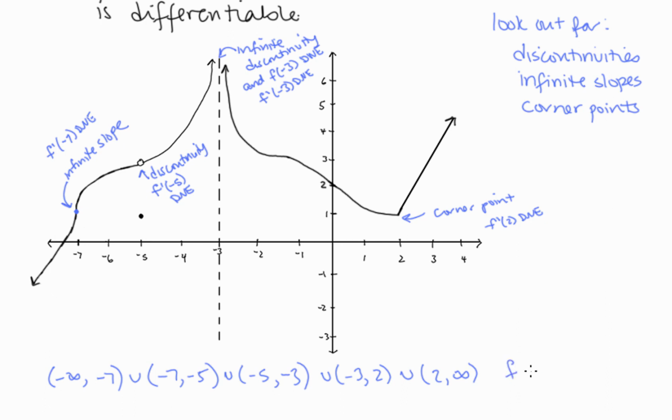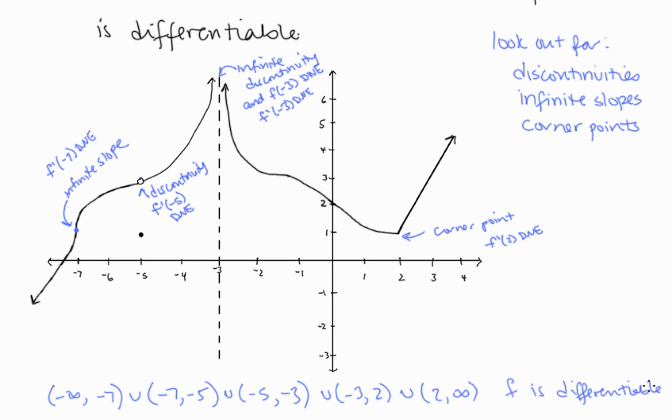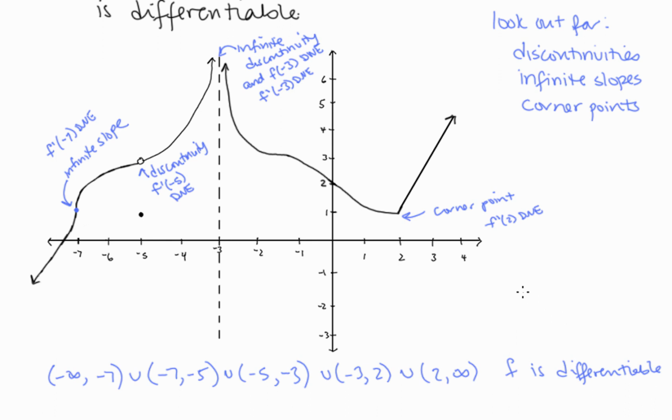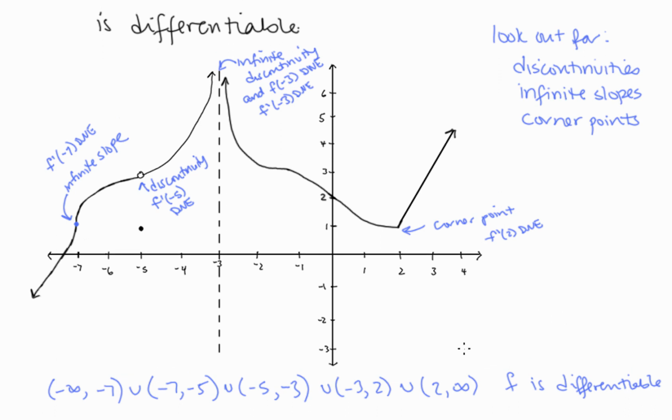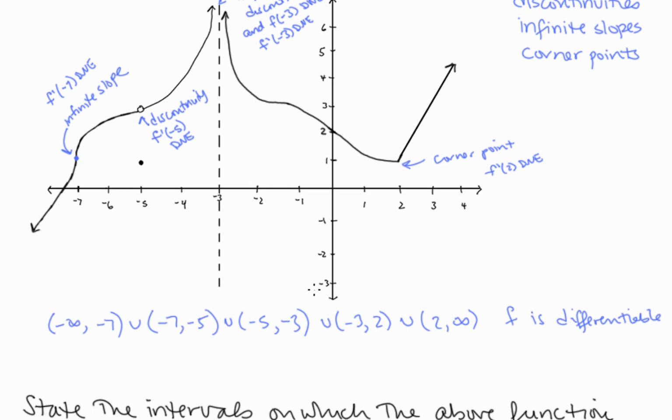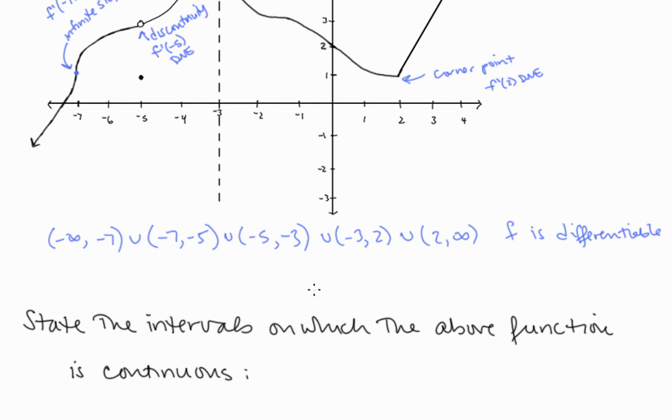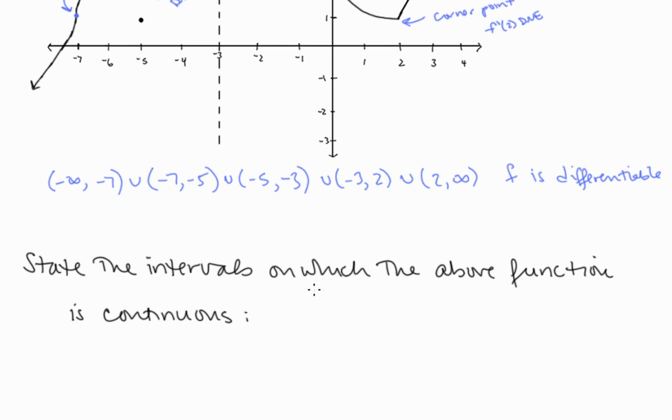And this is where f is differentiable. Now, I often see students confuse differentiability with continuity. So let's also state the intervals on which this graph is continuous. Remember, intuitively, continuous means you can draw the graph without lifting up your pen. So the only discontinuities we have here would be at x equals -5 and at x equals -3. Everywhere else, the function is continuous. Not necessarily differentiable, but continuous. So for continuity, we only have discontinuities at x equals -5 and x equals -3.